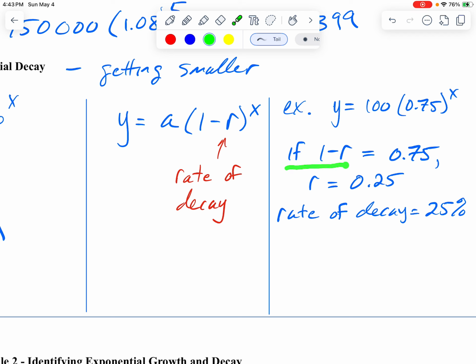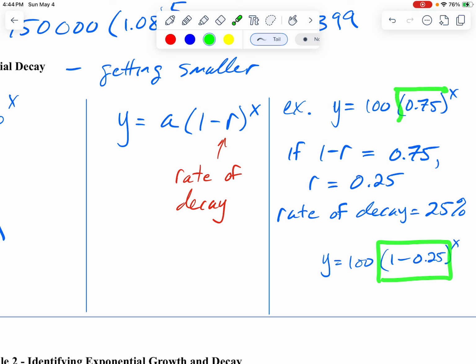So if 1 minus r, so that's this value right here, if that is 0.75, that means our r value, our rate of decay, is 25%. We're shrinking by 25% every time. And so, again, in practice, you might see this written as y equals 100 times 1 minus 0.25 to the x. Right, so these represent the same thing because 1 minus 0.25 is the same as 0.75. So just depending on how it's written, you just have to think about that r value in a slightly different way.